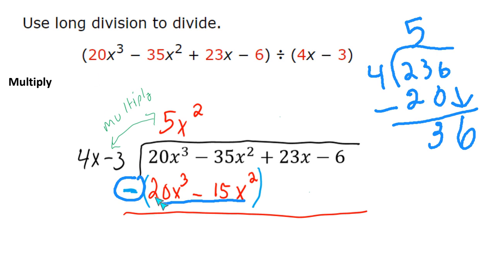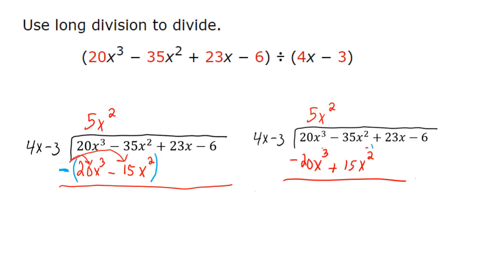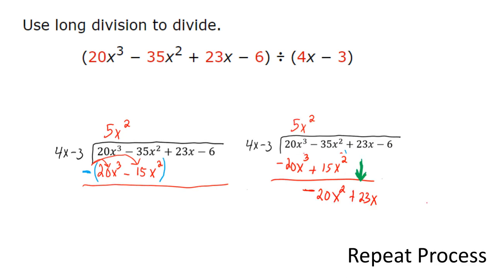Okay, so if I distribute this negative in here, then I end up with negative 20x cubed. And negative negative is positive 15x squared. So 20x cubed minus 20x cubed is 0. Negative 35x squared plus 15x squared is going to be negative 20x squared. Bring down the next term, 23x. And now we repeat the same process.